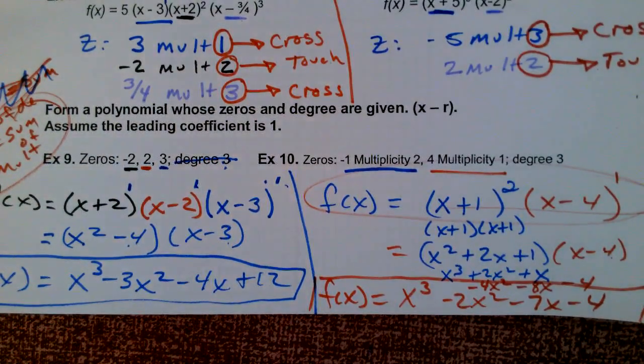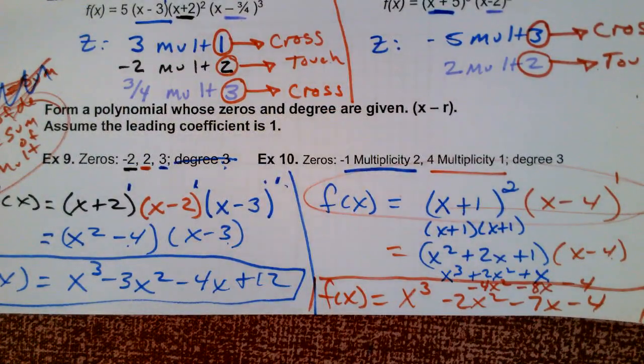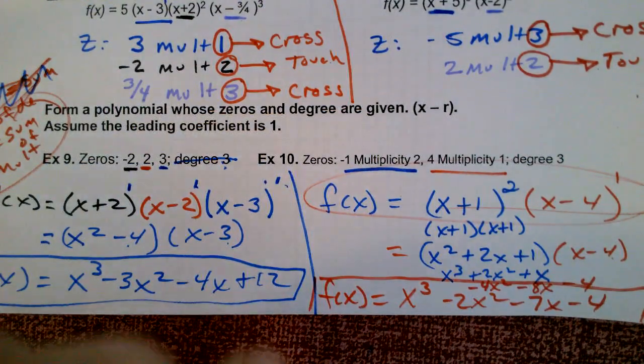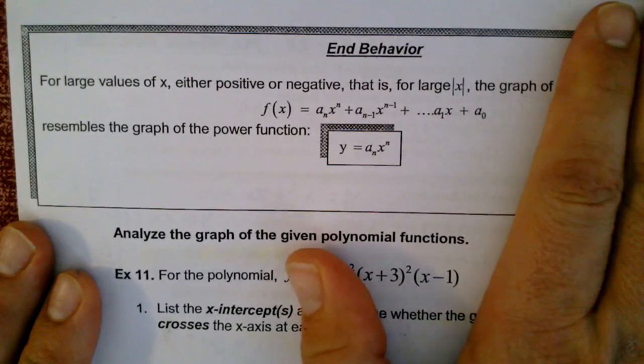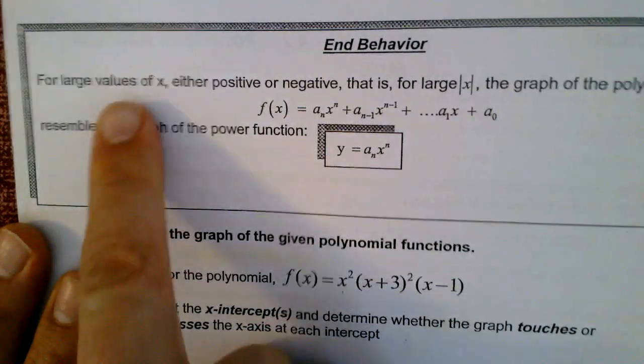Questions? All right, so we're just about done. I'm going to preview what you're going to see tomorrow before we get out of here. The last thing I wanted to talk about today was end behavior, and then I'm going to leave it there. It says for large values of x's.